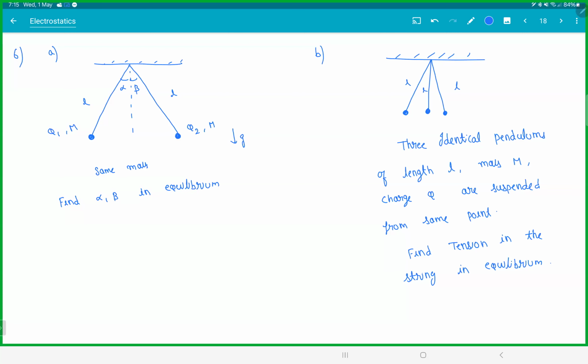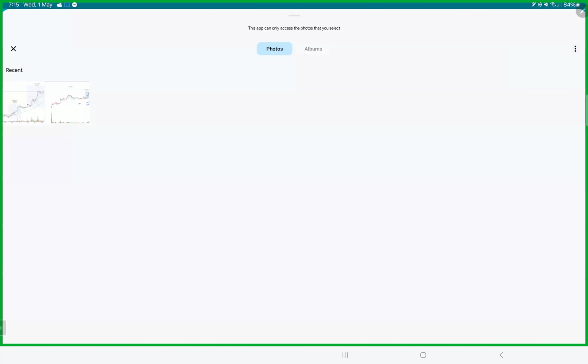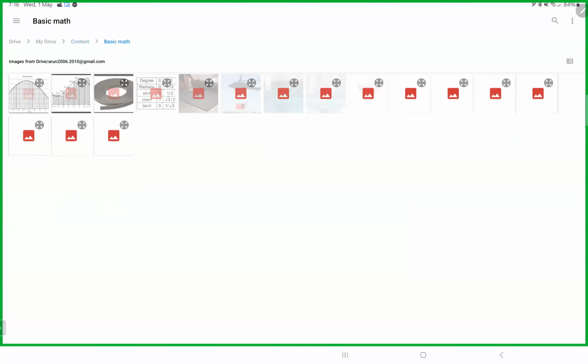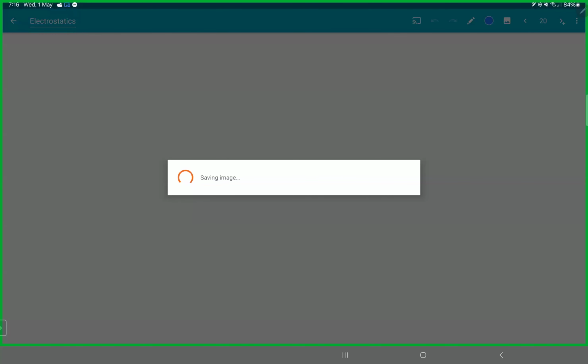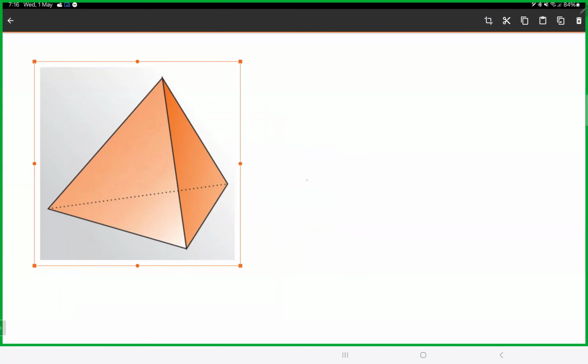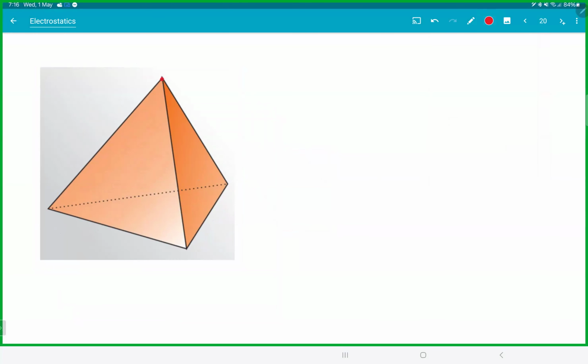Yeah, they form a tetrahedron, like the CH4 molecule's structure. So if you're suspending it here on the top, it will be like this. Symmetry, if you think about it, that's the only symmetrical shape you can get in 3 dimensions if all are identical.